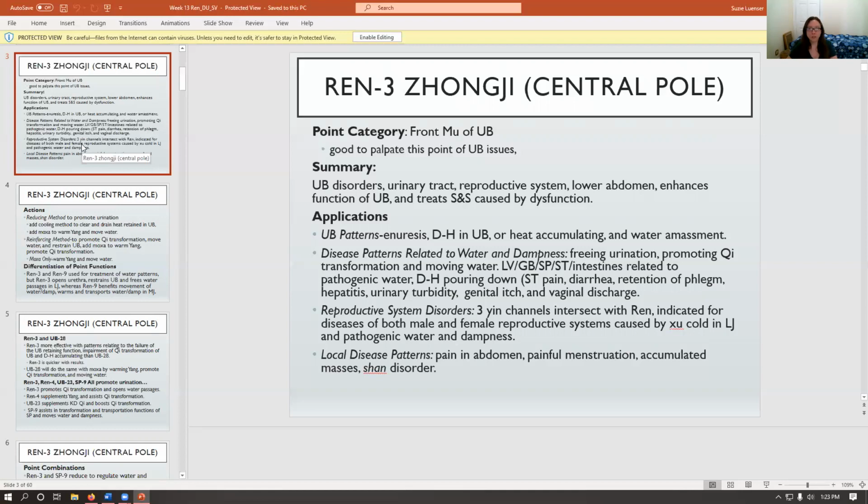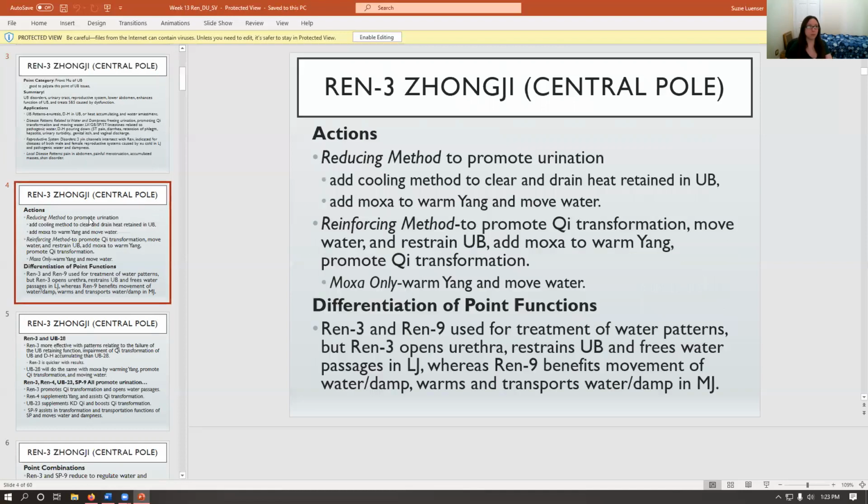Also for reproductive system disorders, particularly cold, pathogenic water and pathogenic dampness in the reproductive system for both males and females. And then, like I said, local disease patterns, so anything having to do with the lower jiao. This is going to be an important point.